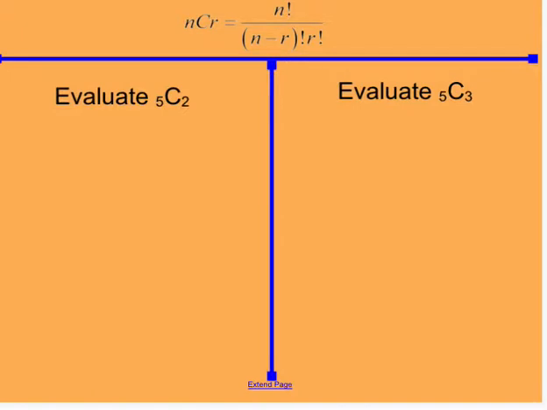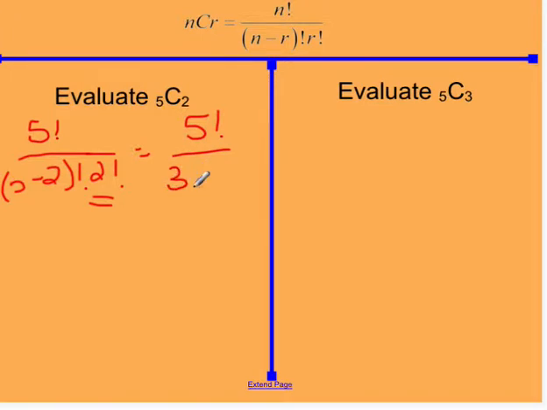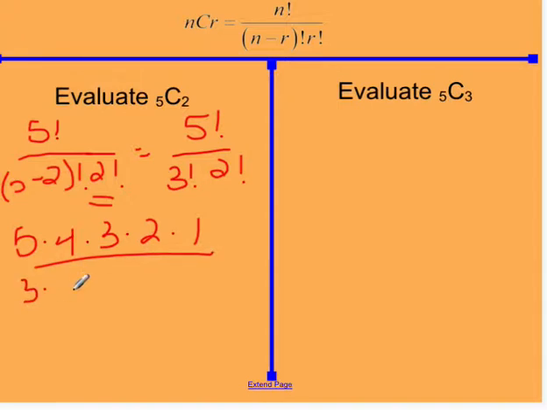Next, let's take a look at number 3. Now we want to evaluate 5 choose 2. On top, I have 5 factorial. On the bottom, I have 5 minus 2 factorial times 2 factorial. This extra 2 factorial is what makes it different than a permutation. That's what makes it a combination. So I have 5 factorial divided by 3 factorial, 2 factorial. Let me write that out: 5 times 4 times 3 times 2 times 1, divided by 3 times 2 times 1 times 2 times 1.